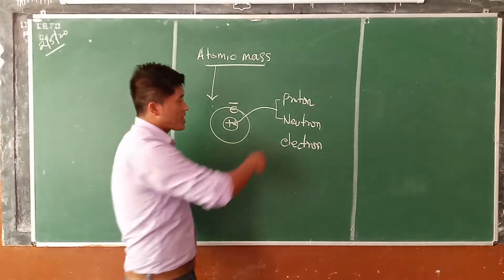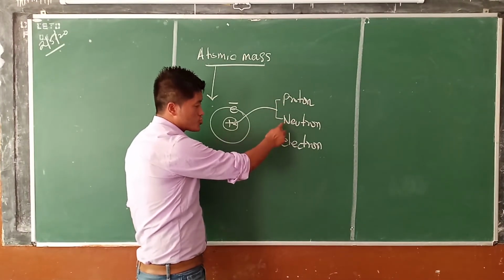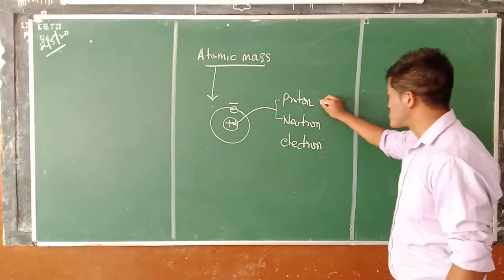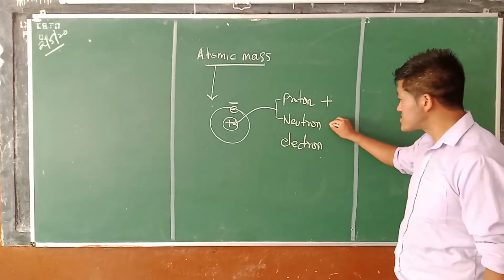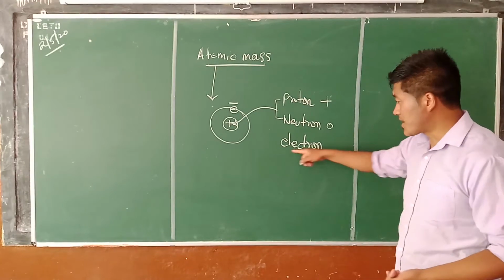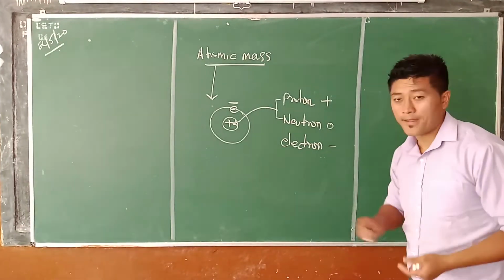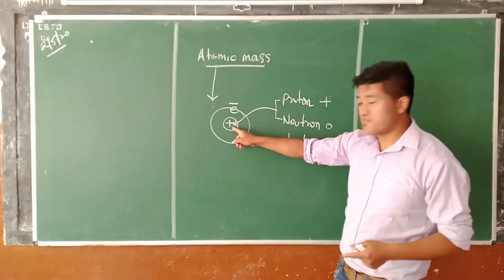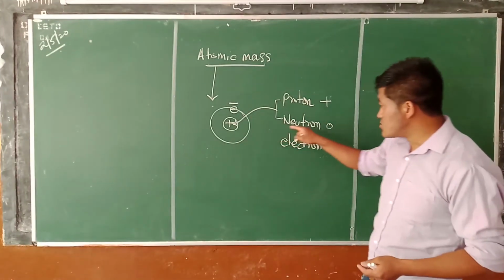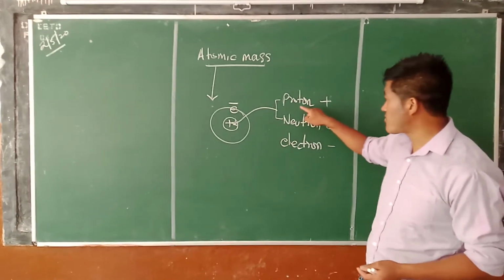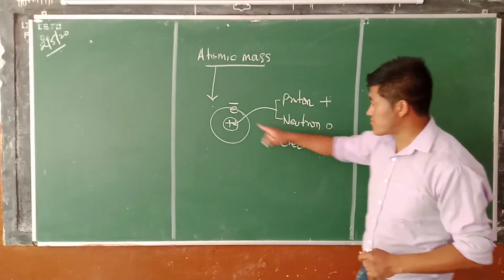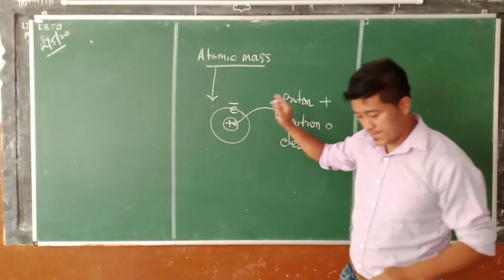There are three different kinds of subatomic particles: proton, neutron, and electron. Since protons are positively charged, we write positive here, and neutron has a neutral charge, which is why I write 0. The electron is negatively charged. Protons and neutrons are present in the center, and since the neutron doesn't carry any charge, the nucleus is positively charged. The electrons revolve around it.